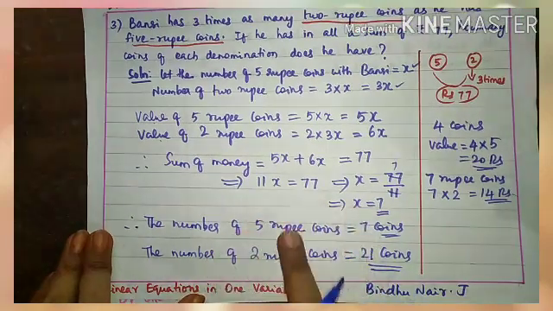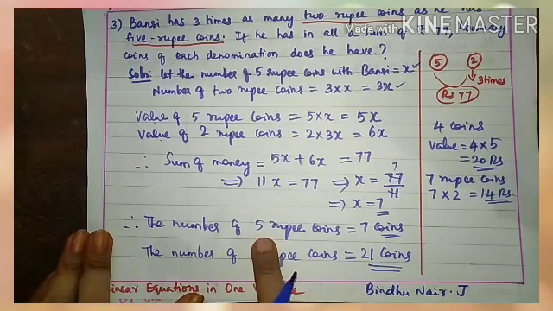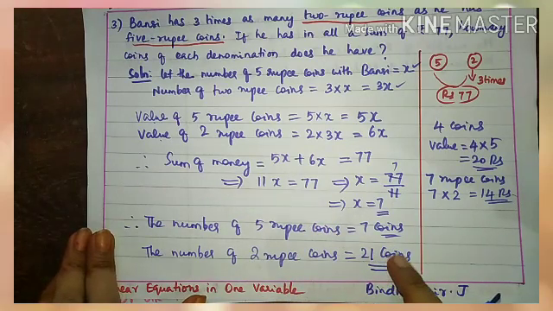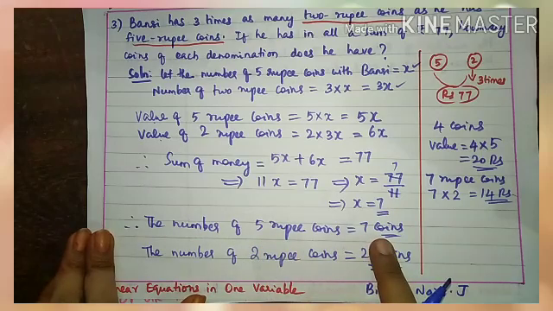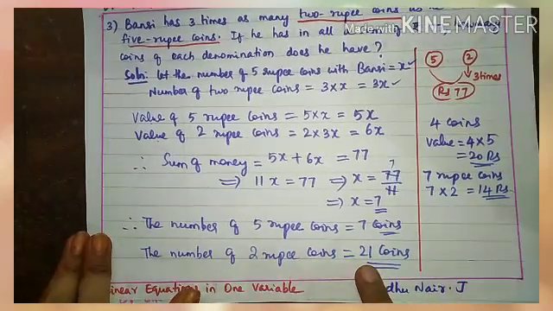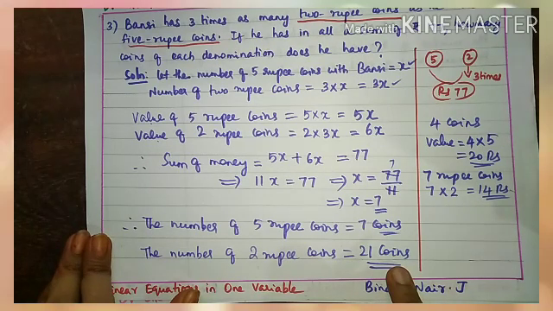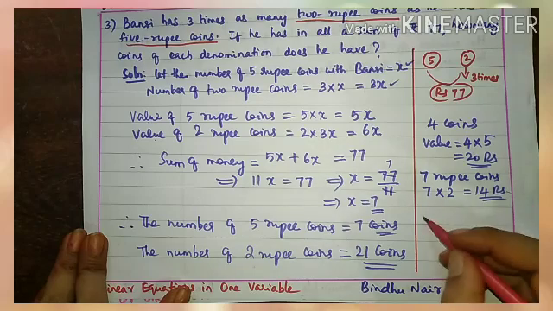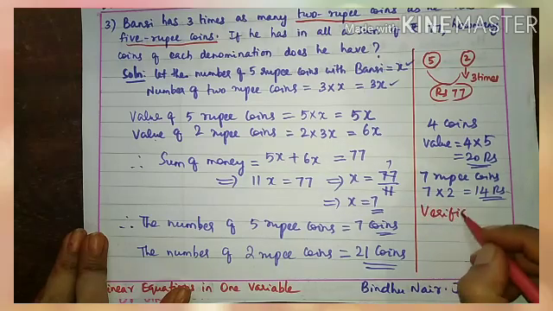This is the denomination. Okay, denomination means how much is 5 rupee, how much is 2 rupee. So this way of dividing the rupee separately and telling is called denomination. So the number of 5 rupee coins we got 7 coins, and number of 2 rupee coins we got 21 coins. If there is time, we can verify this also. Verification, if you have time, we can do the verification.